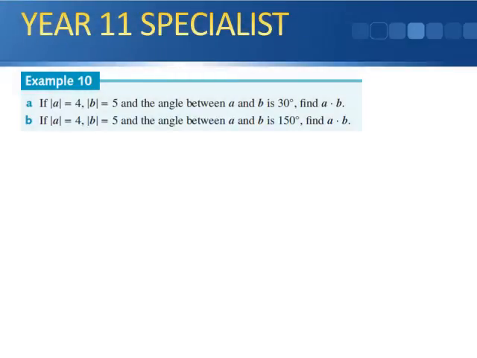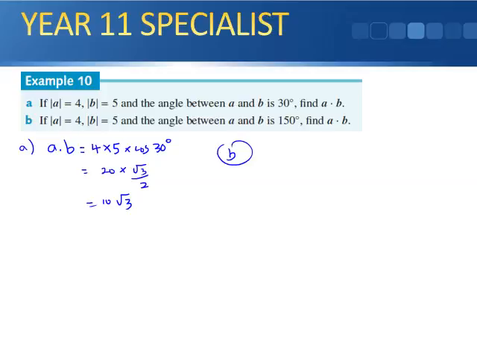Example 10. If the magnitude of a equals 4, the magnitude of b is 5, and the angle between a and b is 30 degrees, find a.b. So I might as well use the rule here. a.b equals the magnitude of a, which is 4, times the magnitude of b, which is 5, times cos of the angle between them, which is 30 degrees. So if I work this out, I've got 20 times cos 30, which is root 3 on 2. So I've got 10 root 3.